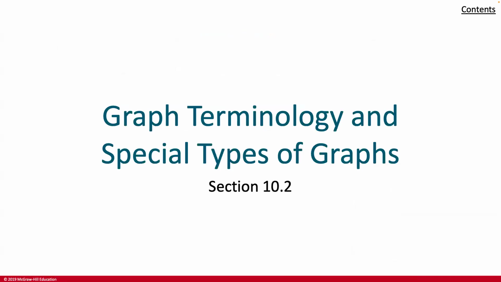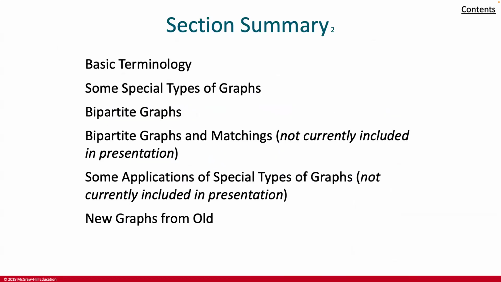Okay, now let's look at graph terminology and special types of graphs. This is what we'll talk about: basic terminology, some special types of graphs, and bipartite graphs. There are a couple of things that we don't talk about here. And finally, we'll finish up with new graphs from old. We introduce some of the basic vocabulary of graph theory in this section. You'll use the vocabulary later in the chapter when we solve many different types of problems.